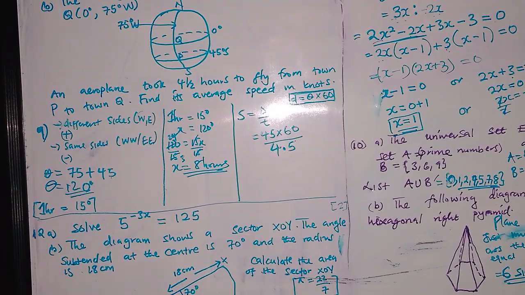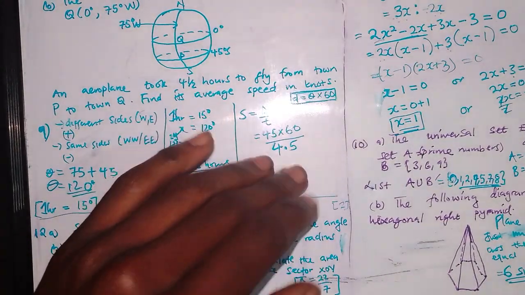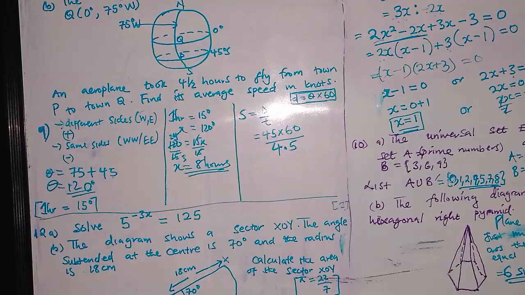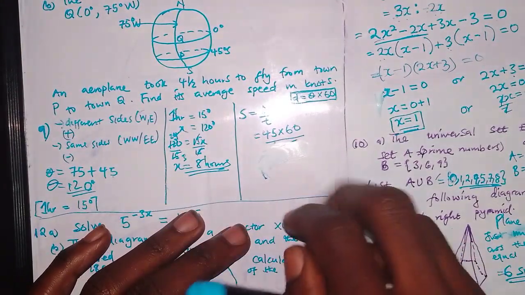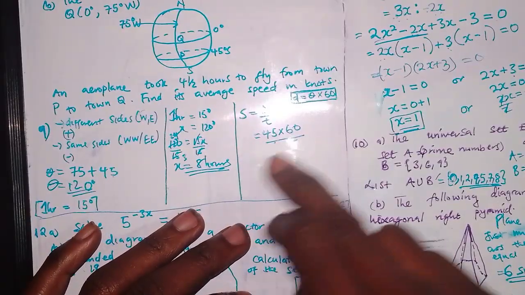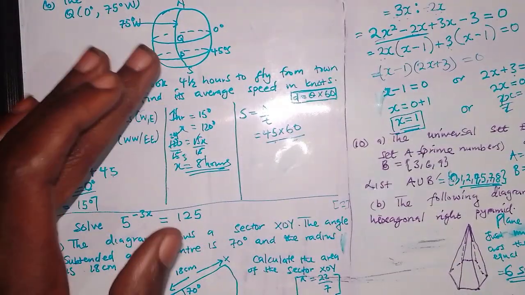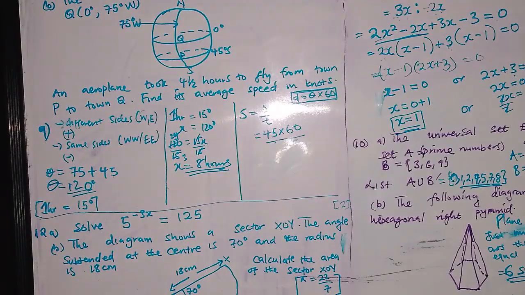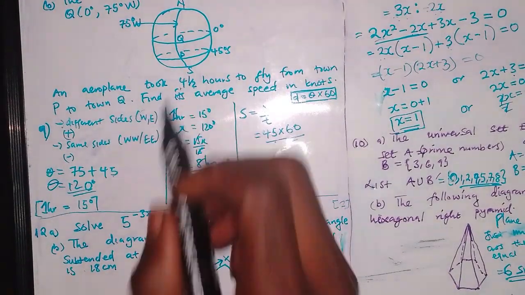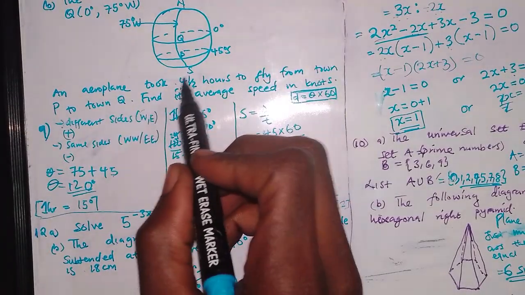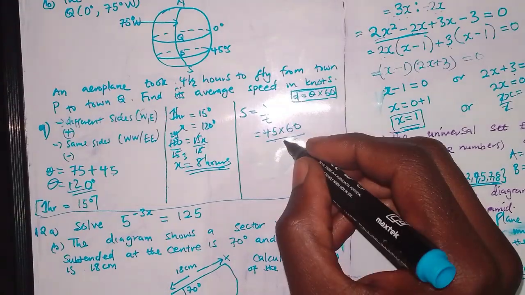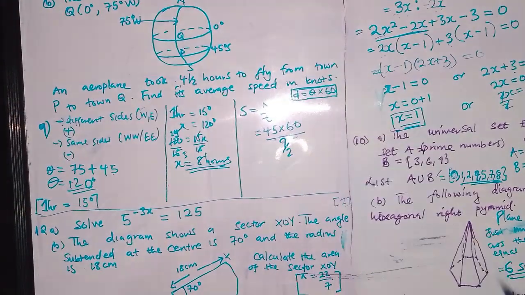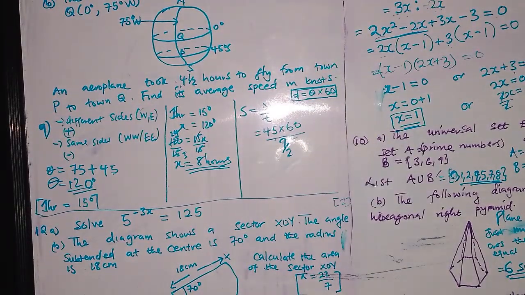But remember, this is not Paper 2. We don't have a calculator. So meaning we have to deal with the fraction. So you say 2 times 4, 8. 8 plus 1, 9. So here we have 9 over 2 as our time.